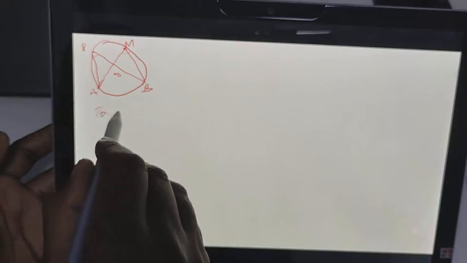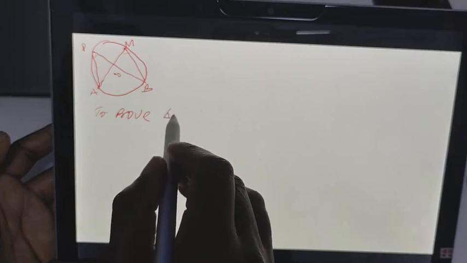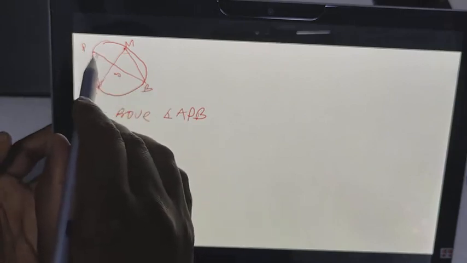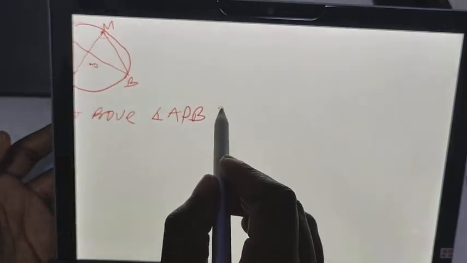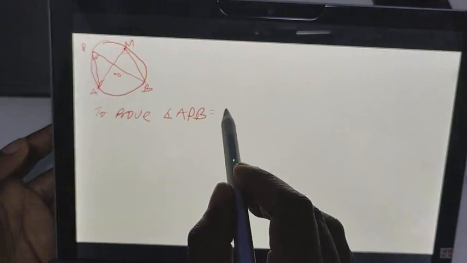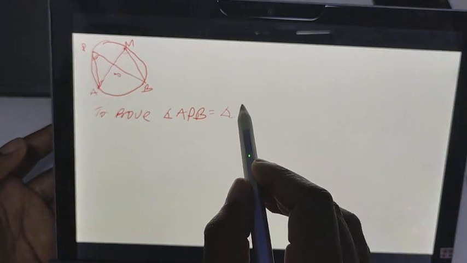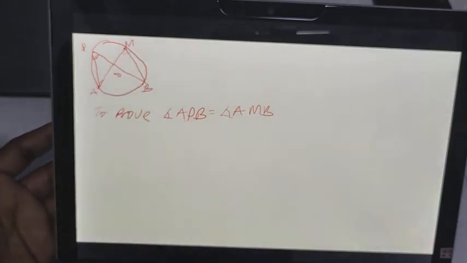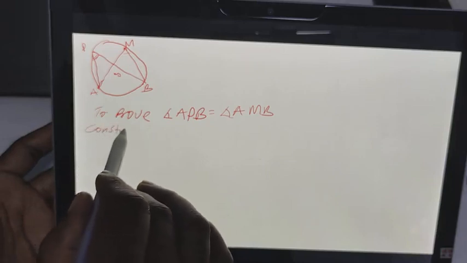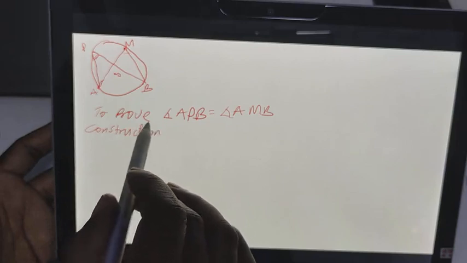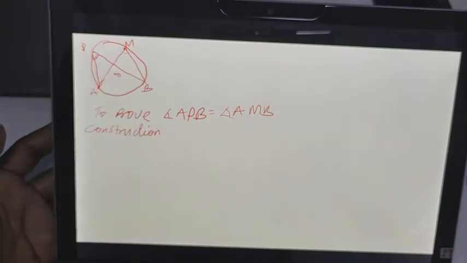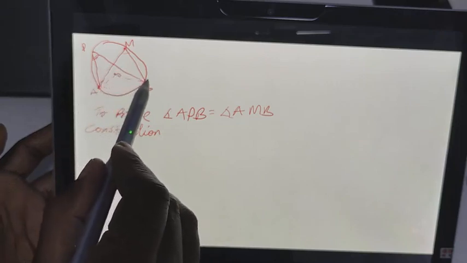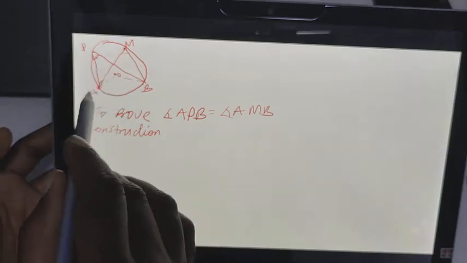To prove: angle APB is equal to angle AMB. So we want to prove that those angles are equal. But before we do that, we need to do a little construction. For the construction, we are going to join OA, and we join OB.